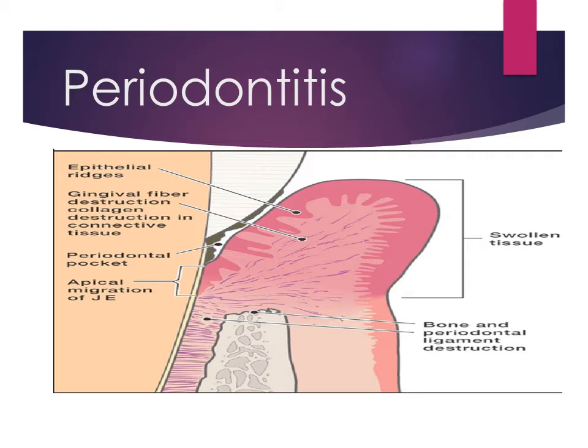I would like to continue with you the lecture of a classification of periodontal disease. Periodontitis can be defined as an inflammatory condition affecting the gingiva and involving the supporting apparatus of the teeth, including alveolar bone, periodontal ligament, and cementum, resulting in destruction of alveolar bone and loss of attachment with apical migration of junctional epithelium.